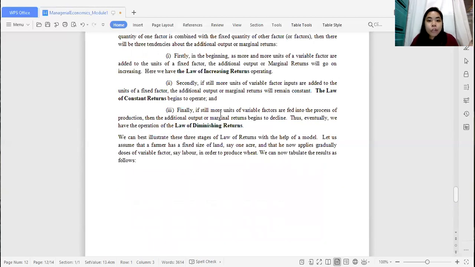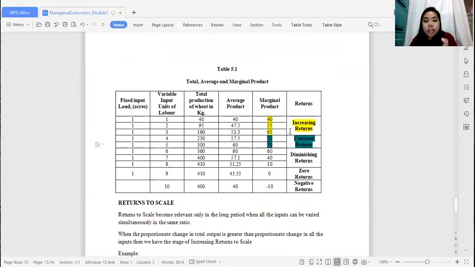Finally, if still more units of variable factors are fed into the process of production, then the additional output or marginal returns begins to decline. Thus, eventually, we have the operation of the law of diminishing returns. So we have here the constant returns, no? From 4 units, 5 units, same lang ang iya nga increase sa iya nga production.